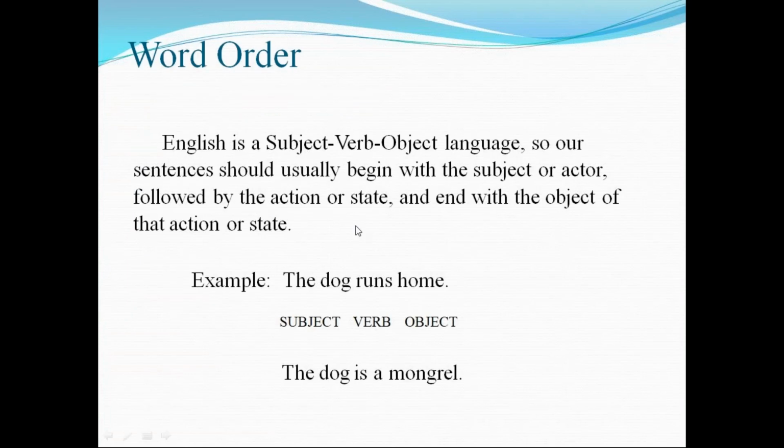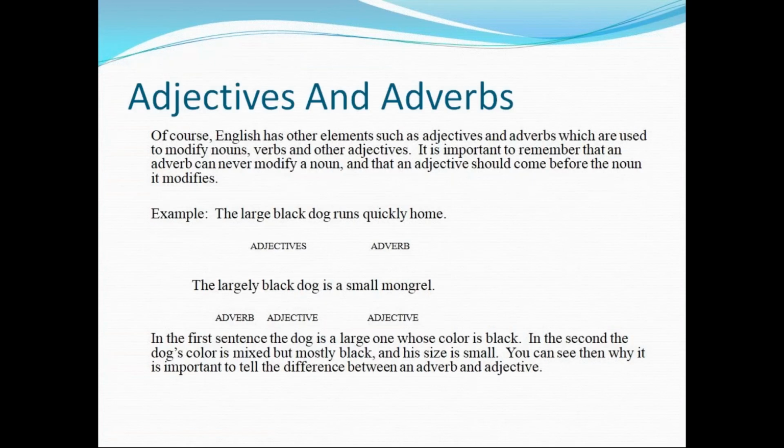Subject, verb, object issues. In English, we have sentences that normally begin with the subject, followed by the action or the state, this is the verb, and they end with an object. So, for example, the dog runs home. The dog is the subject, then verb, object. And that's normally how English sentences work. Adjectives and adverbs. So adjectives modify nouns, adverbs modify verbs.